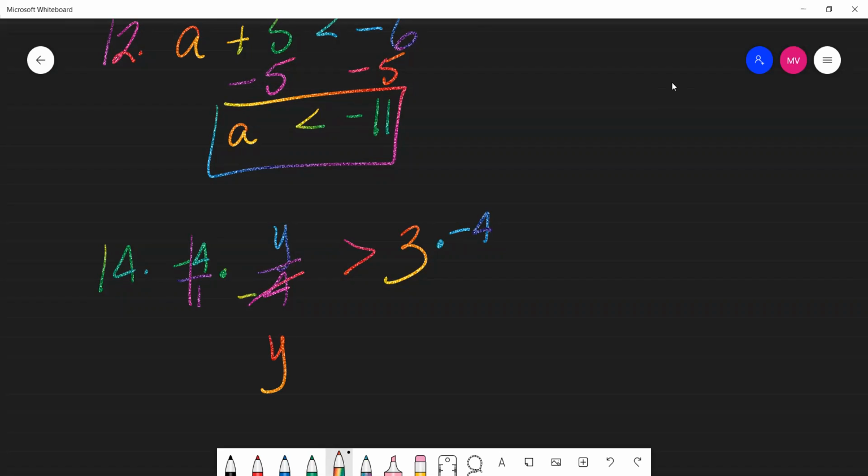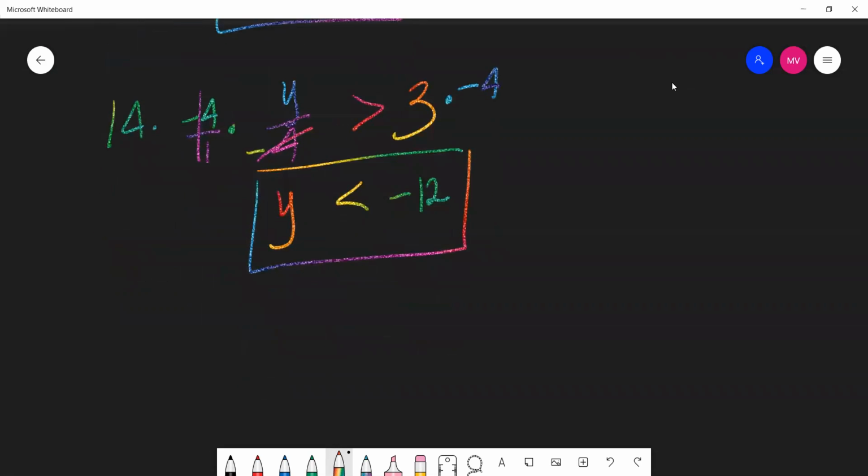Yeah. Because we are multiplying by a negative number. So y is greater than must become y is less than. And then what's 3 times negative 4? Yeah, negative 12. And that's correct. If you're not sure, pick a number that's less than negative 12, plug it into the original equation and see if it works. If it does, you're right. It's a quick fix. All right, Abigail, number 16.